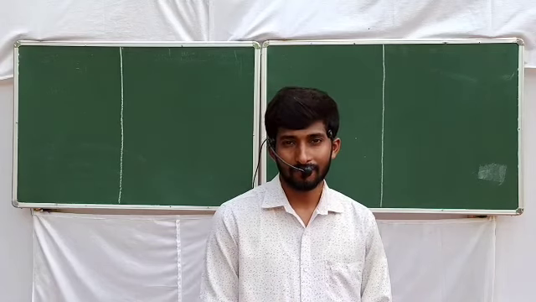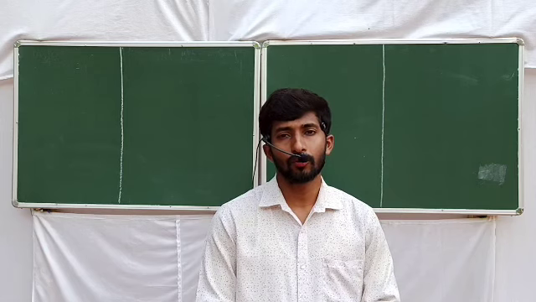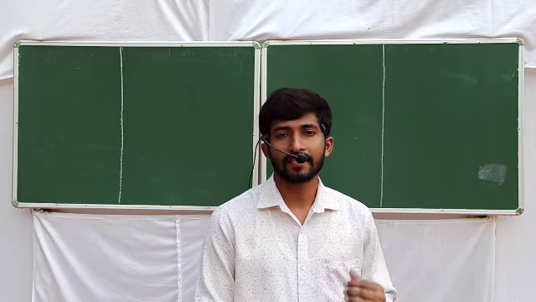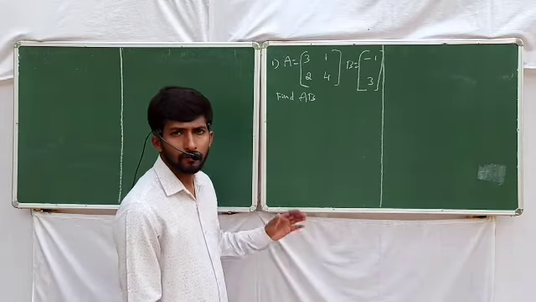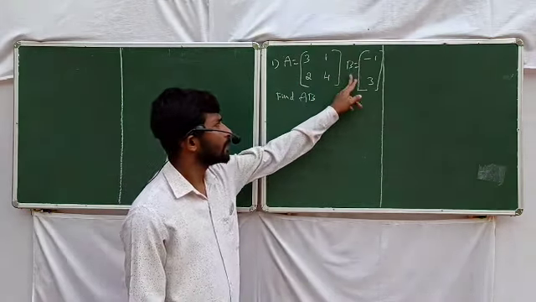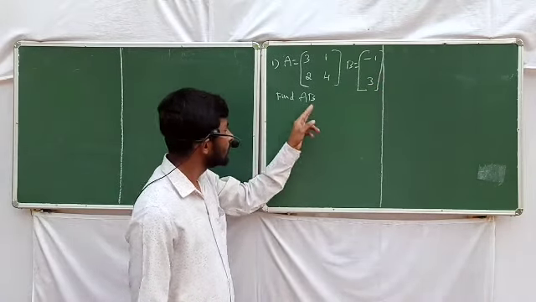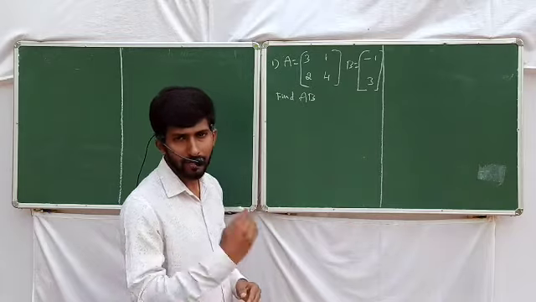Hello students, good afternoon. In this session, I will solve some questions related to matrix multiplication from exercise 3.2. First question: A is equal to [3 1; 2 4], B is equal to [-1; 3], find AB. That means you need to multiply matrix A to matrix B.